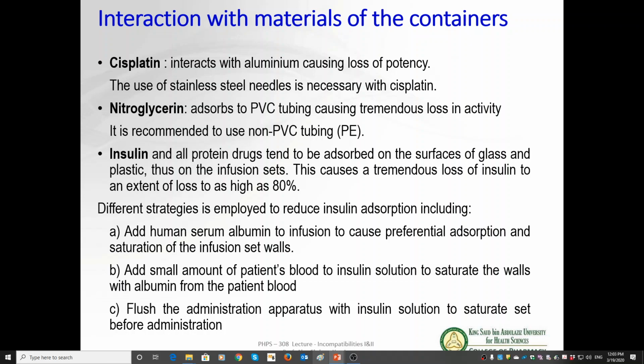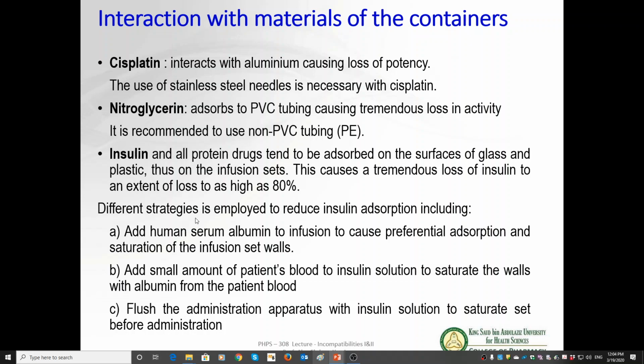Also, insulin and all protein drugs are known to be absorbed on the walls of all types of containers. So this can reduce the potency of insulin. Insulin by infusion is given for hyperglycemic shock, which needs quick reduction of the glucose. So it is serious. The protein will be absorbed on the walls. This means no drug is going to the patient, so it's no treatment. That's why this is an issue, because the absorption can reach 80% of the drug. 80% will be taken on the walls by absorption.